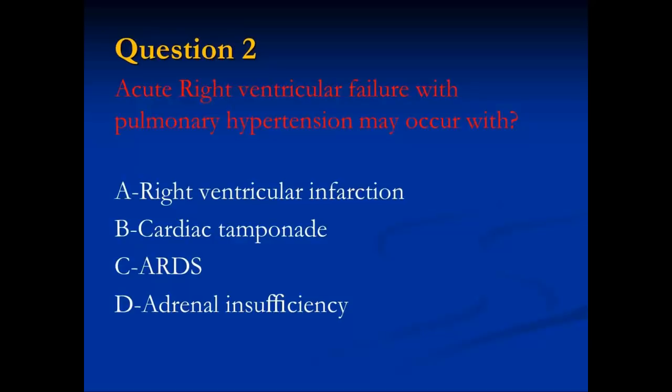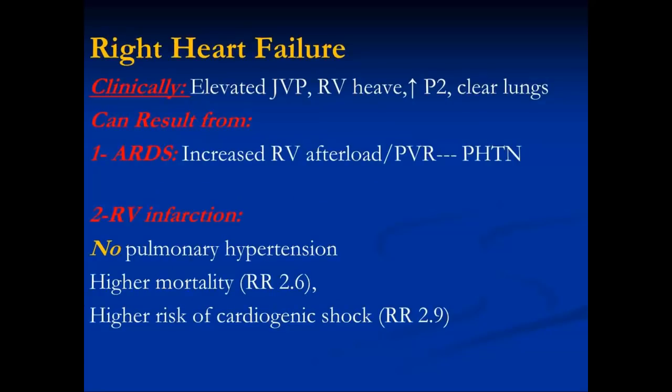So the next question. Acute right ventricular failure with pulmonary hypertension may occur with right ventricular infarction, cardiac tamponade, ARDS, adrenal insufficiency. So it's acute right-sided failure with pulmonary hypertension. ARDS, okay. Correct. So the clue here, with right ventricular infarction, you don't get pulmonary hypertension.